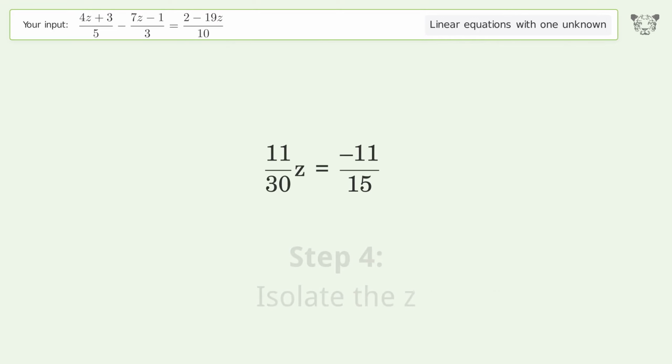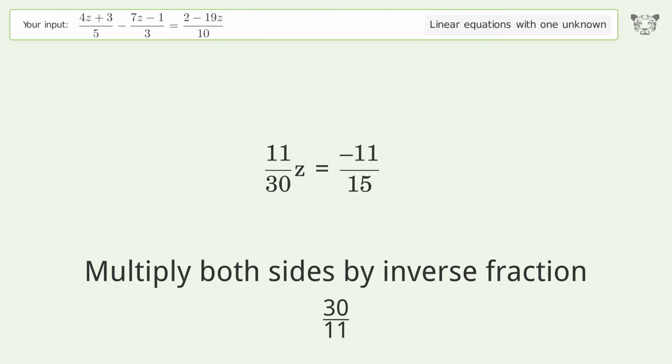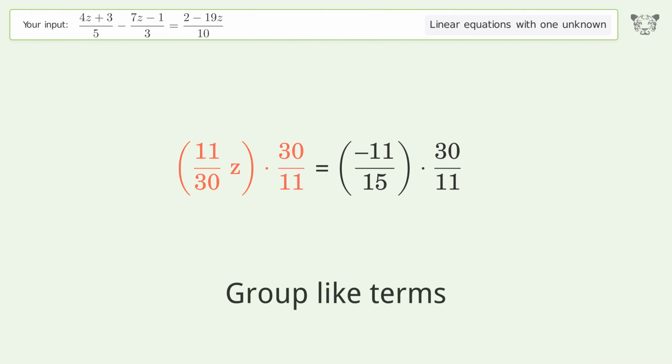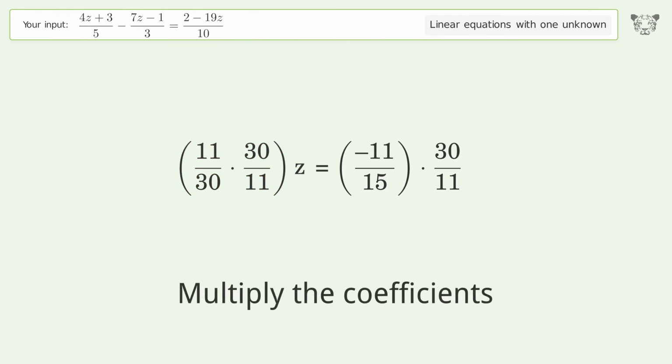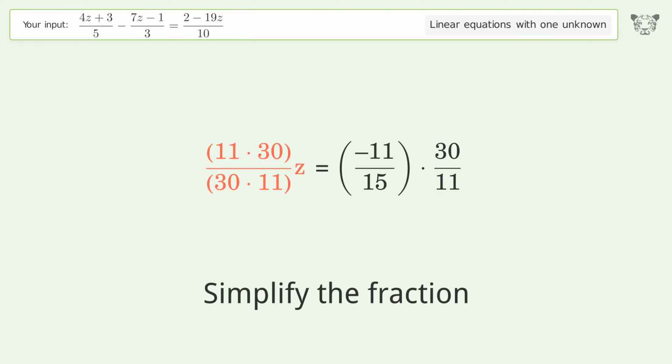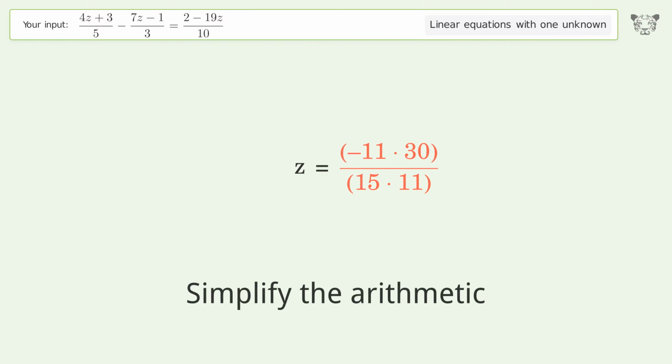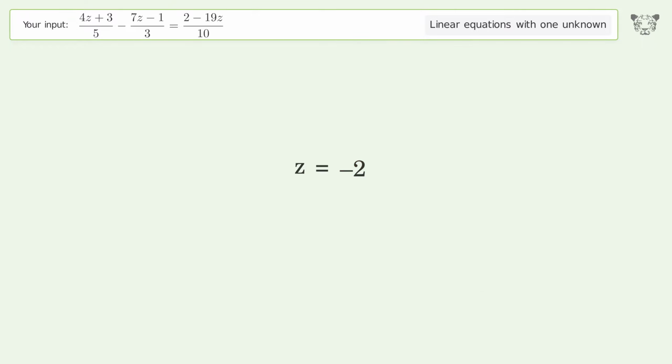Isolate the z. Multiply both sides by inverse fraction 30/11. Group like terms. Multiply the coefficients. Simplify the fraction. Multiply the fractions. Simplify the arithmetic. And so the final result is z equals -2.